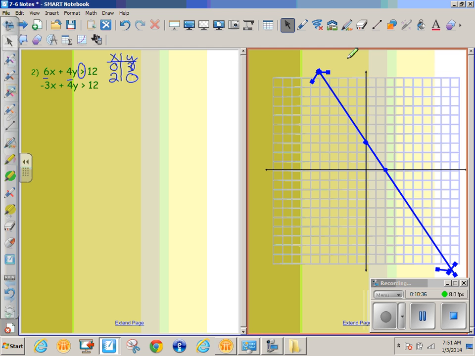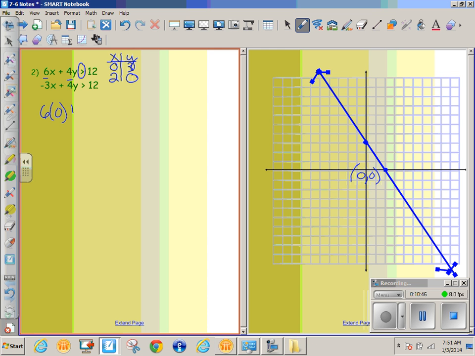We want to determine, just use your test point. So I know I'm going to use (0, 0) because the line does not go through (0, 0), so that's appropriate. And when I substitute in, then I've got 6 times 0 plus 4 times 0 is greater than 12. Well, that's just going to be 0. 0 is greater than 12 is a false statement. So I don't want to shade where the origin is. I want to shade on the other side. Since it's false, then I don't shade where (0, 0) is. If it's a true statement, I would shade at (0, 0).